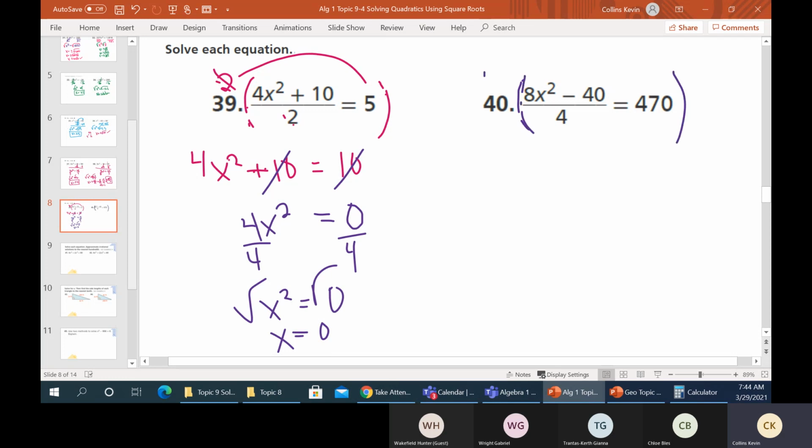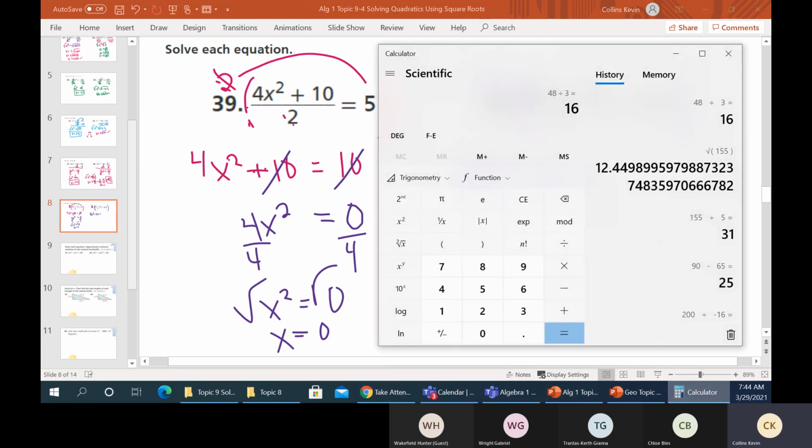This time we're going to multiply everybody by 4. So the 4's on the top and the bottom cancel, because we don't like dealing with fractions, right? So I get x squared minus 40. And on the other side, I've got 470 times 4, and I don't know what that is. So let's find out.